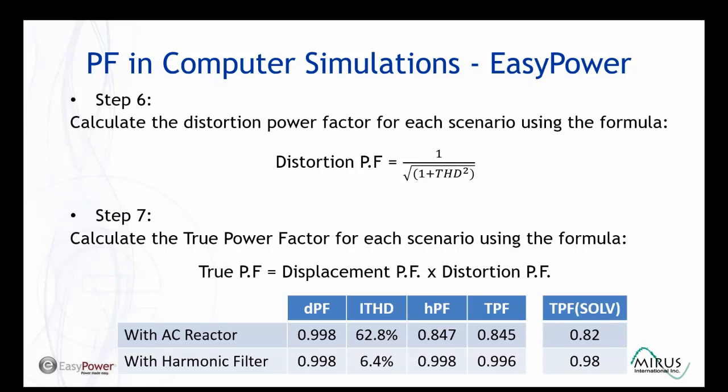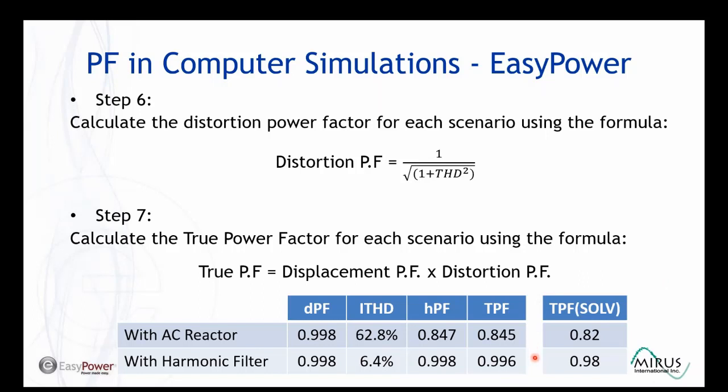So if we look at the two examples now, this is without any harmonic mitigation treatment. Current distortion is 63%. That results in a distortion power factor of 0.847 and a true power factor of 0.845. With the harmonic filter, with current distortion at 6.4%, the distortion power factor is 0.998. Multiplied by the displacement power factor, we end up with 0.996, or essentially unity power factor.